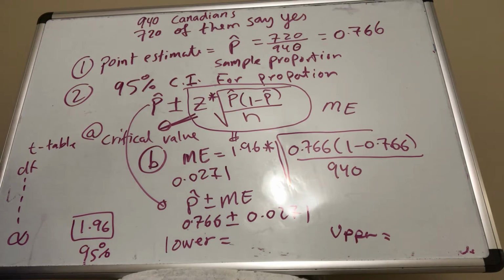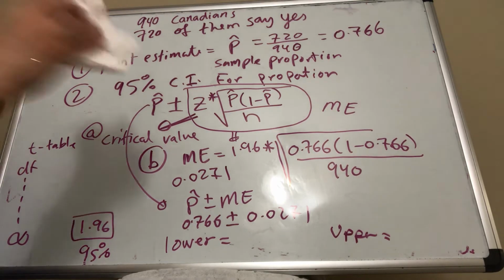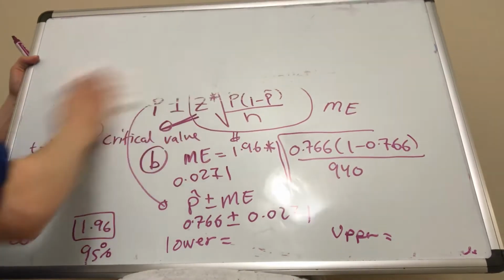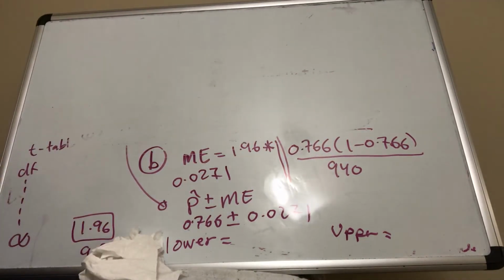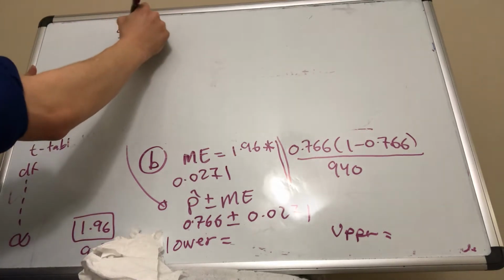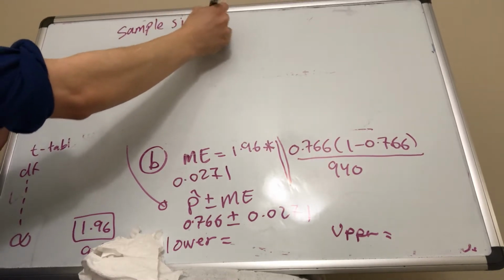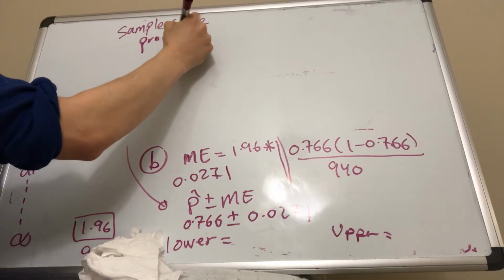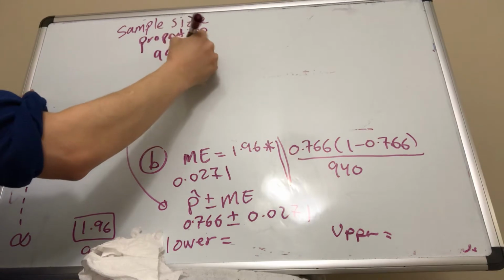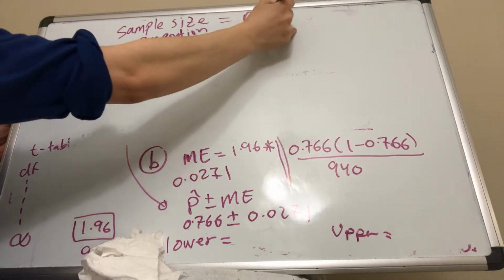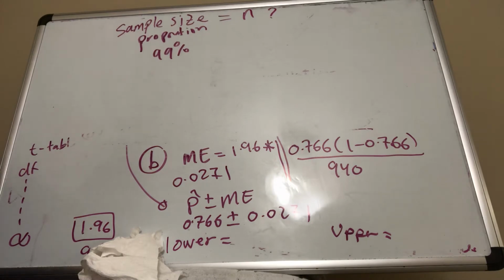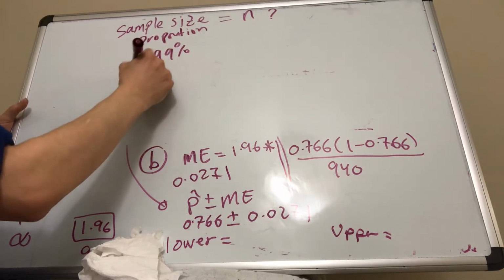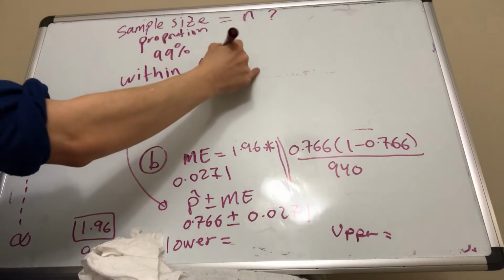And then there's another question. I'm going to erase this. Question 3. The minimum sample size needed. So the question is for sample size. Minimum sample size for proportion. So I know it's sample size for proportion and it's at 99%. Sample size would be n. So you're looking for n and it's 99%. They tell you to do this sample size within 4%.